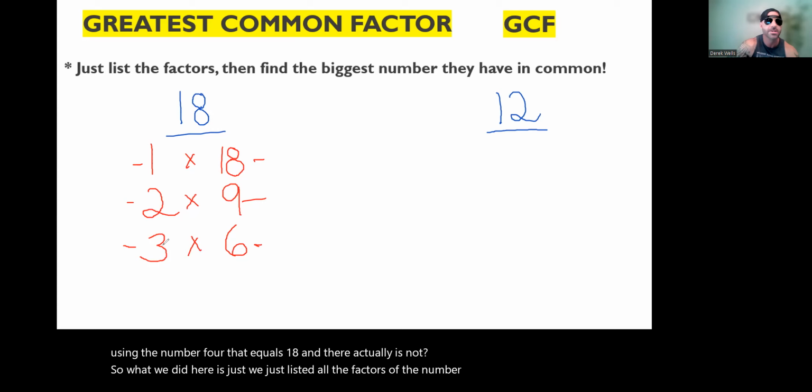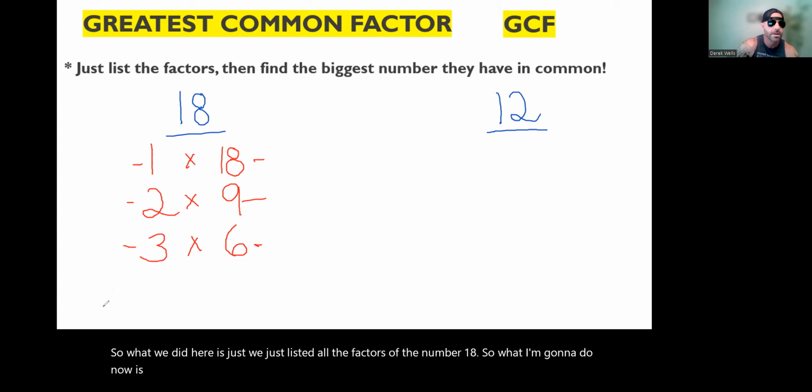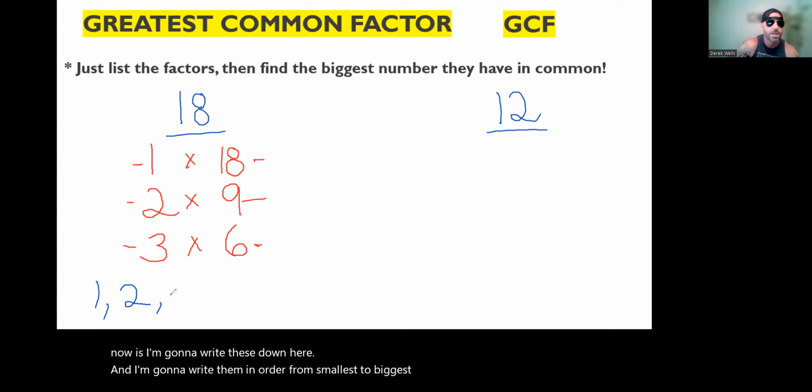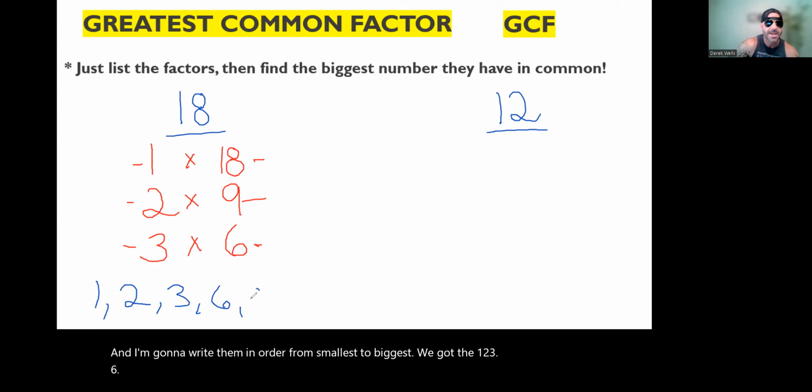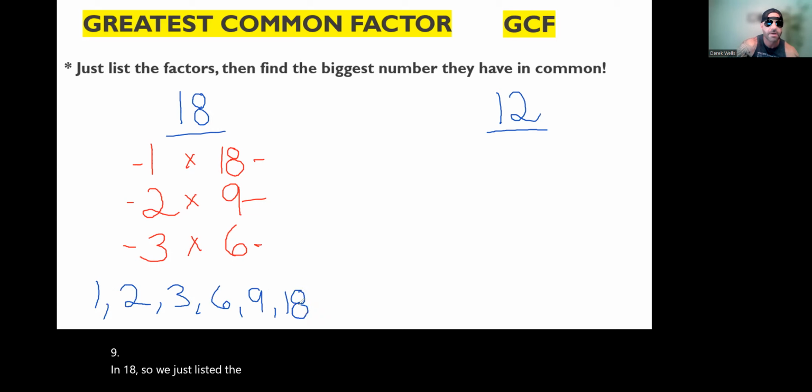So what I'm going to do now is I'm going to write these down here. I'm going to write them in order from smallest to biggest. We got 1, 2, 3, 6, 9, and 18. So we just listed the factors of the number 18. The number 18 has 6 factors, as you see there.